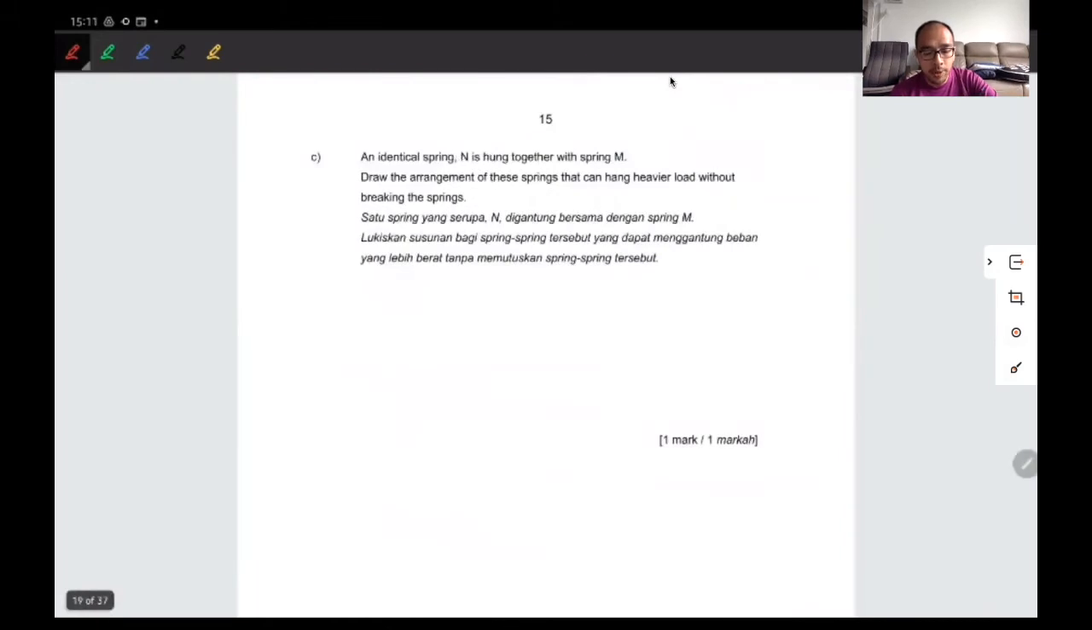So identical spring N is hung together with M. Draw the arrangement of the springs that can hang a heavier load without breaking the springs. So obviously you want to have a parallel arrangement.